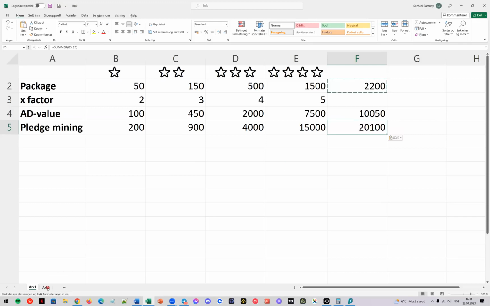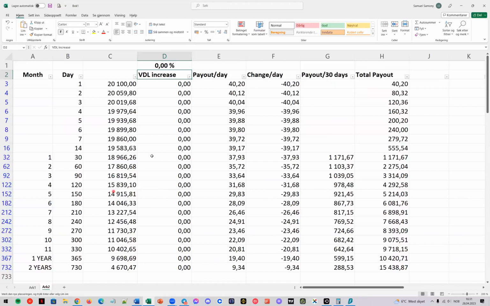So let's then have a look at this page here. So here I have just made some calculations starting from our 20,100 that we will get transferred to VDL. So on day one, right now I have a 0% increase in the value of VDL. So this is our first example. So the first day we will have a 0.2% payout, meaning $40.2.